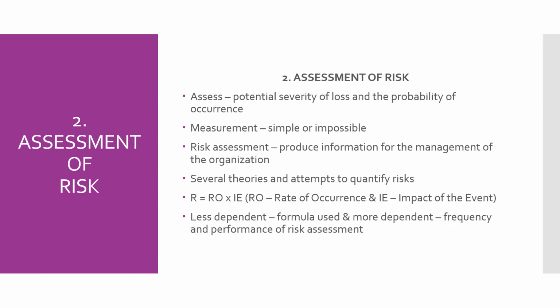The next step in the risk management process is assessment of risk. Once the potential risk has been identified, the next step is to assess it. That is nothing but the severity of loss and the probability of its occurrence that will be assessed. If we are able to calculate the loss, then the measurement will be simple. If we are not able to analyze whether that event will happen or not, then the measurement is impossible.